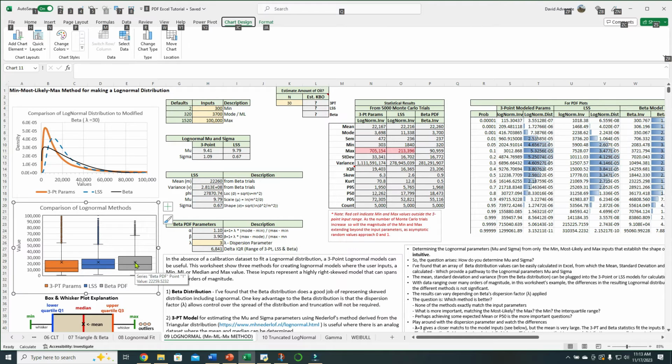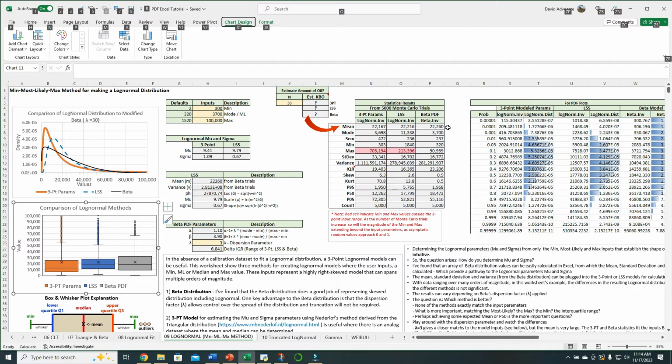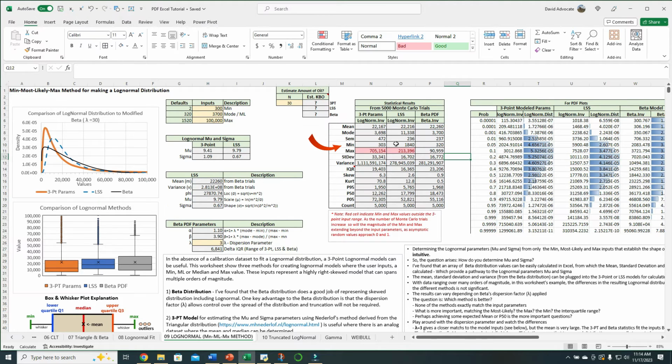Let's take a closer look at the statistical results. We see that the means look very close. The mode for the beta and the 3-point system look very close. The LSS method is a little bit high. The minimum is also high for the LSS method. And we can see that there's quite a bit of difference in the max values. So with a lambda of 3, I would think that either the 3-point or the beta would do a good job of modeling our distribution.